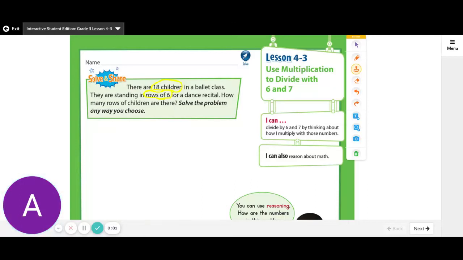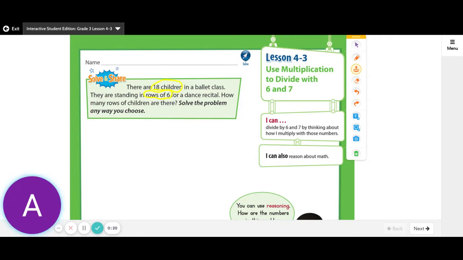I can statements. I can divide by 6 and 7 by thinking about how I multiply with those numbers. I can also reason about math. So let's look at our word problem to start. There are 18 children in a ballet class. They are standing in rows of 6 for a dance recital. How many rows of children are there? Solve the problem any way you choose.